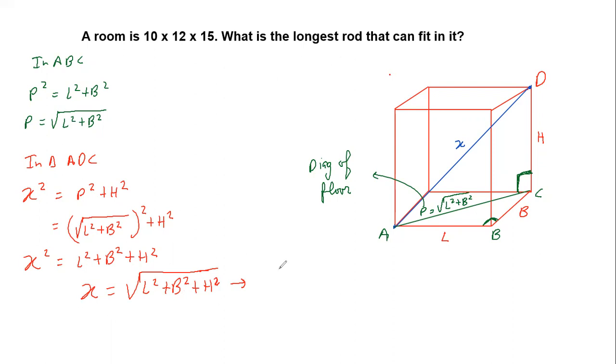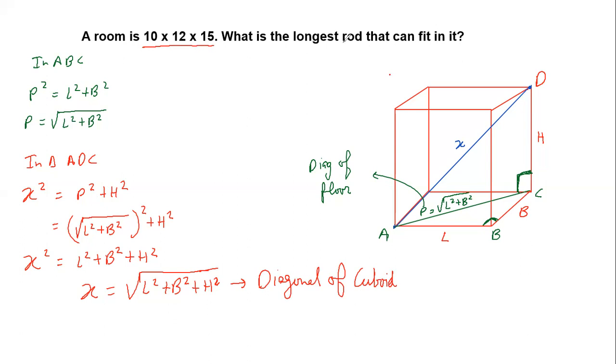So this is the length of the longest rod, or I can simply say this is nothing but the diagonal of a cuboid. So this is the formula for the diagonal of a cuboid. And guys, the room is 10 by 12 by 15. So you can just replace length, breadth, height with 10, 12, and 15. You'll do the calculation, you'll get your answer. But the objective here is to tell you what the formula is and how it is developed.